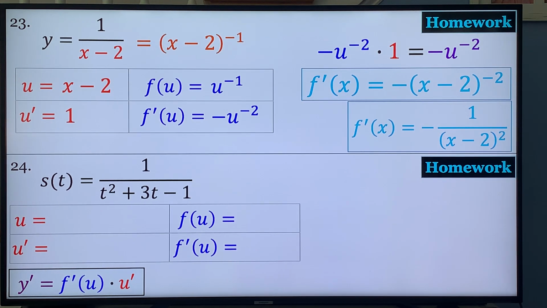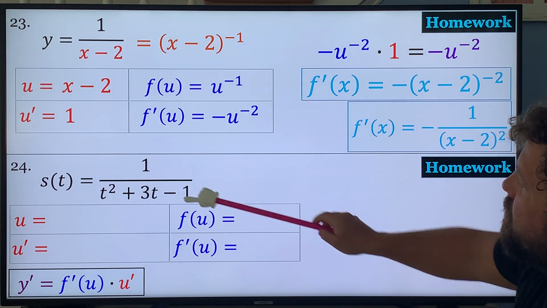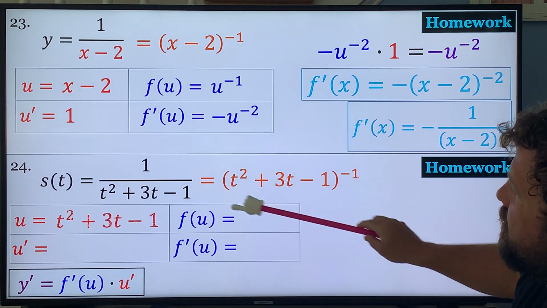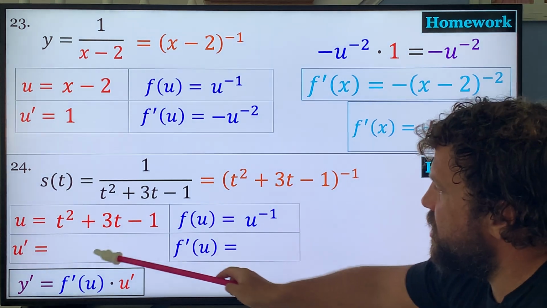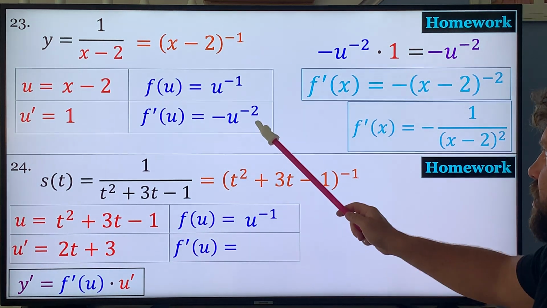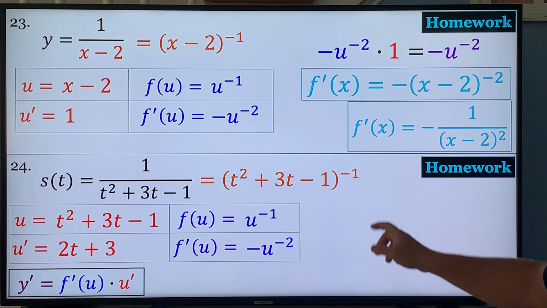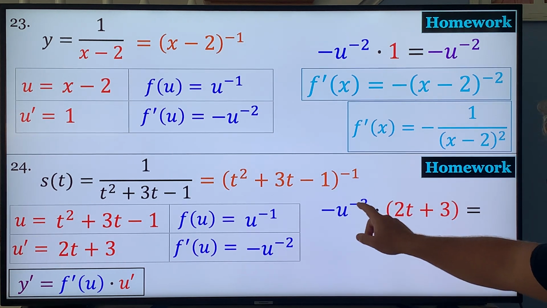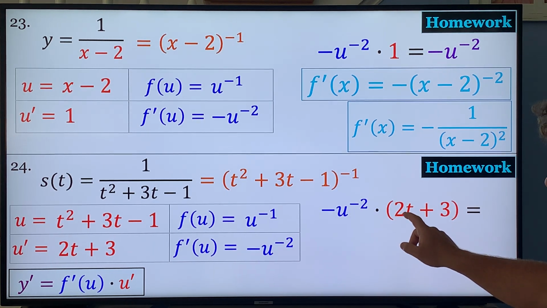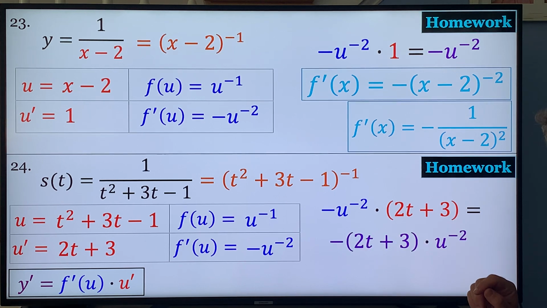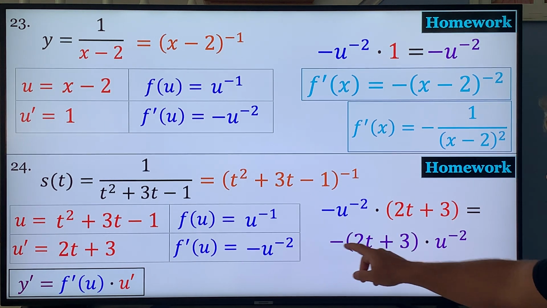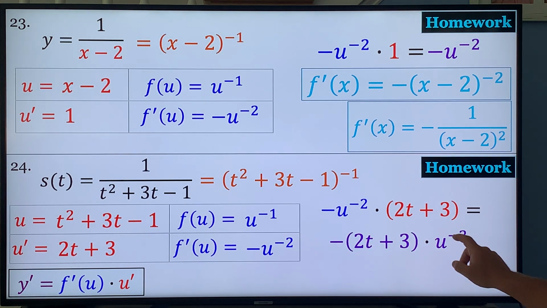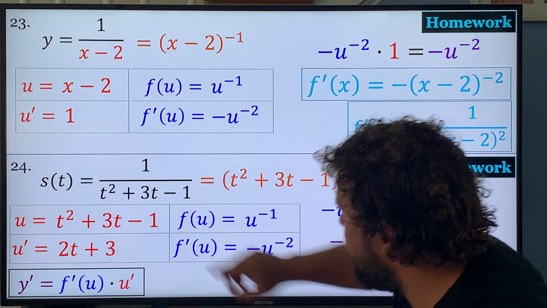Not too hard, right? Here, that's my u to the negative 1. 2t plus 3, same thing, negative u to the negative 2. So in this case, negative u to the negative 2 times this, you just make this a negative t minus 3. You can distribute the negative, or you can just leave the negative out front, u to the negative 2. My u is all that stuff.